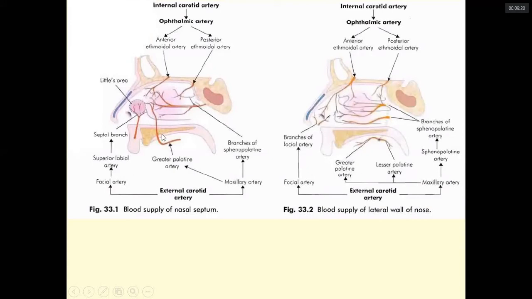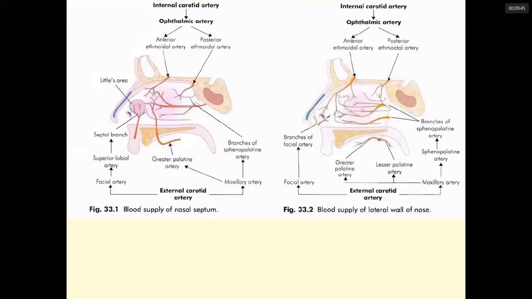up to here. So you can see here there is one term that I have mentioned here, Little's area. Okay, so this Little's area is a very important area in the whole of epistaxis. This is almost always an exam question. Okay, you may ask what is Little's area and what are the arteries that supply Little's area.